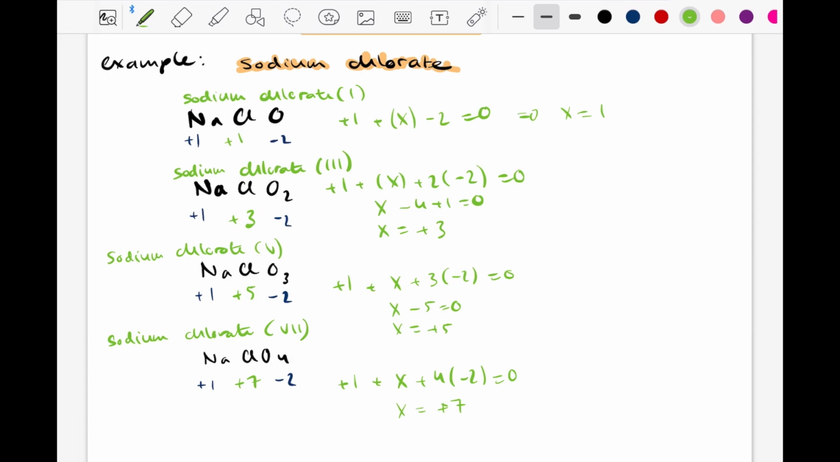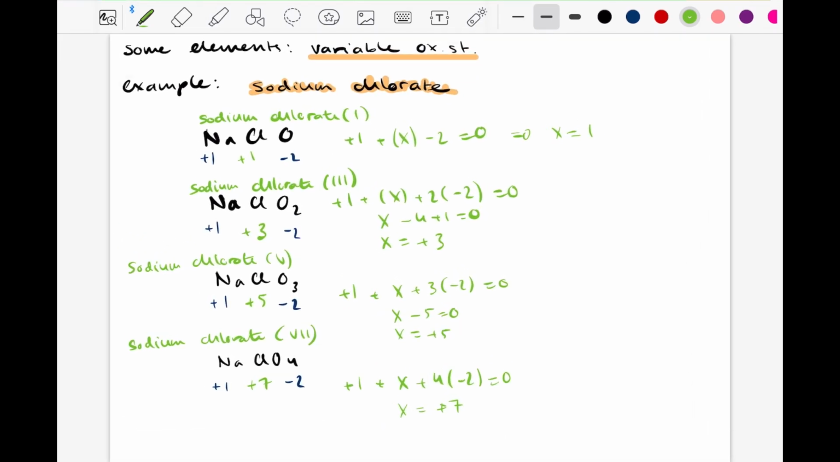And here we can see how all of these different compounds are still sodium chlorates, but in each one, the chlorine has a different oxidation state. So I hope you enjoyed, I hope you find this useful, and I hope you are more familiar with oxidation states and what they are.